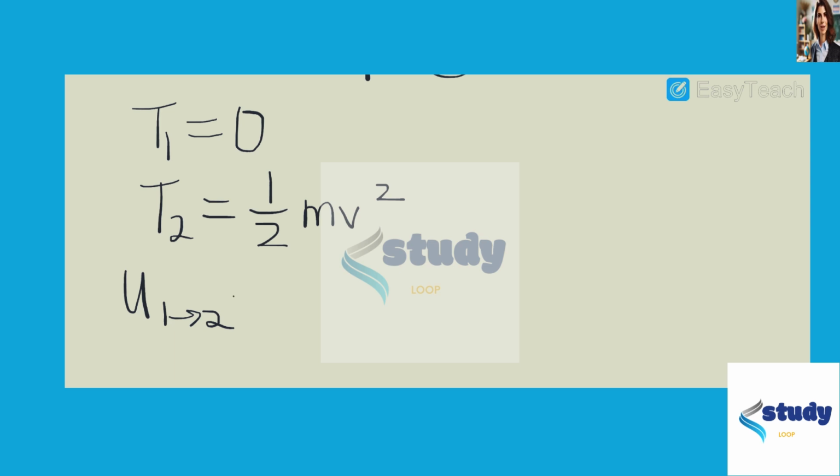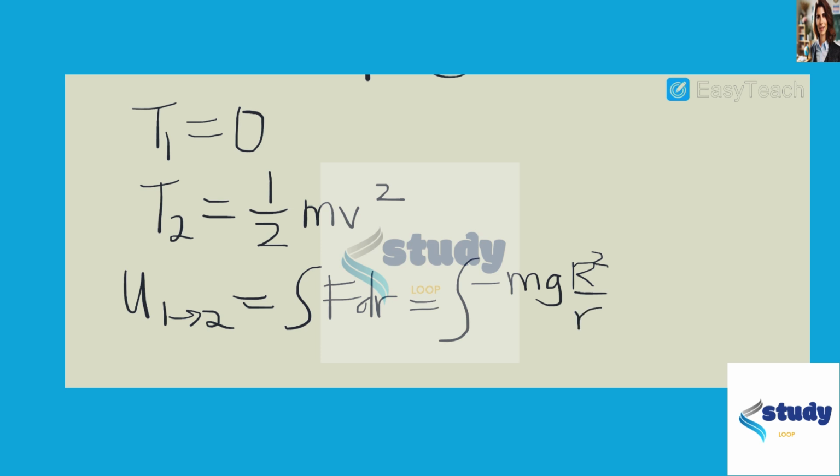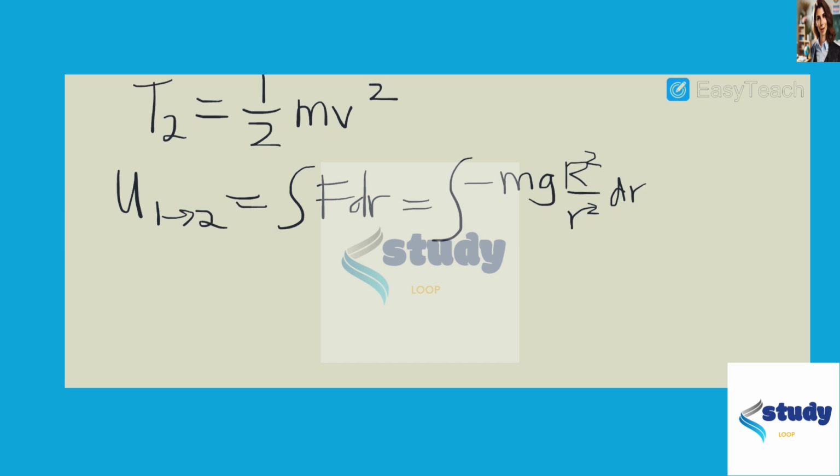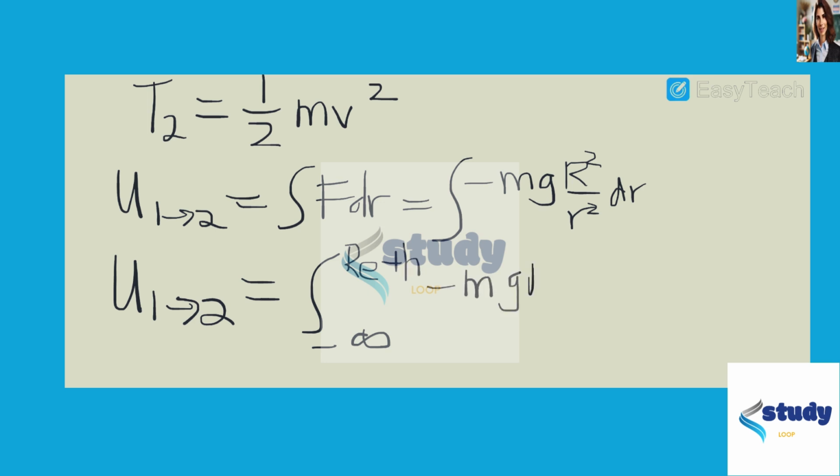For planetary bodies, we have F dr, which is the work, and we plug in for F, which is minus mg Re squared over r squared, dr. We are going to be evaluating this integral from r equals negative infinity to our radius of Earth plus h. Now h is going to be those different heights that we're looking at. We have negative mg Re squared over r squared dr.